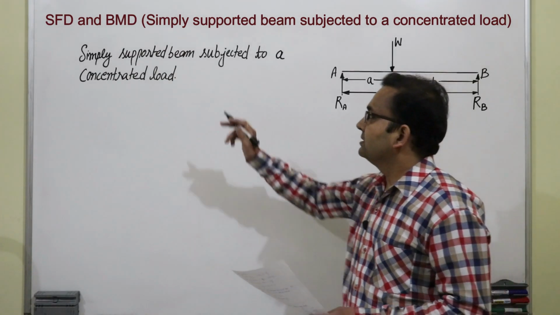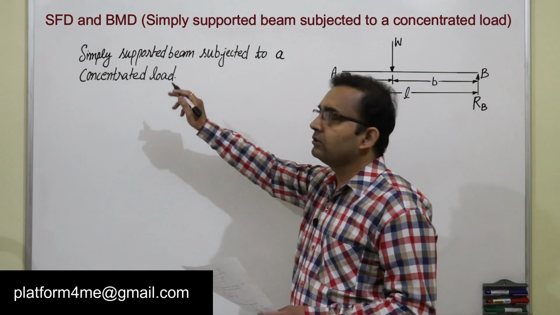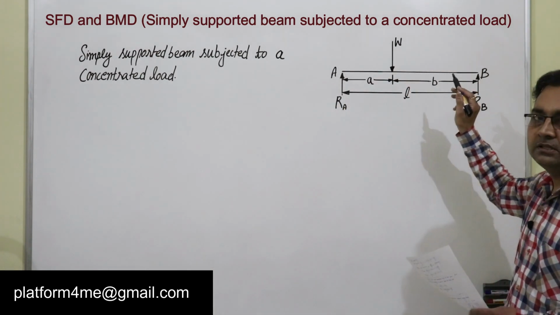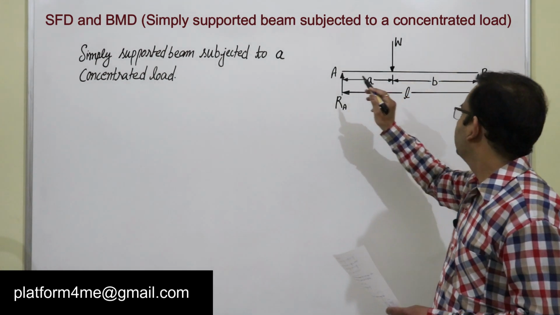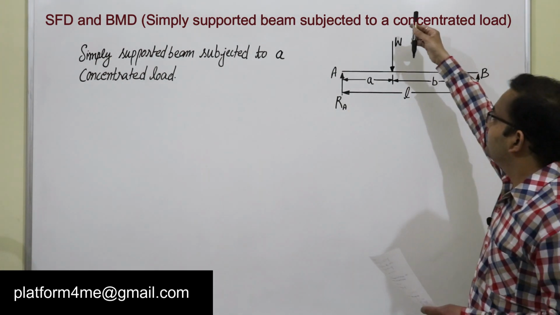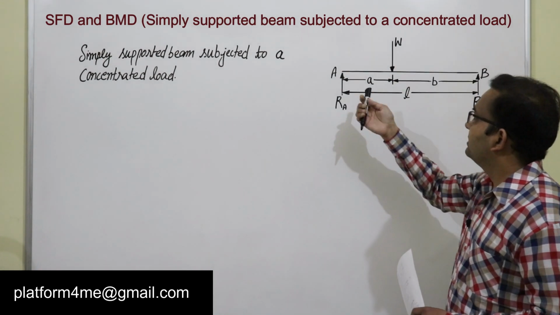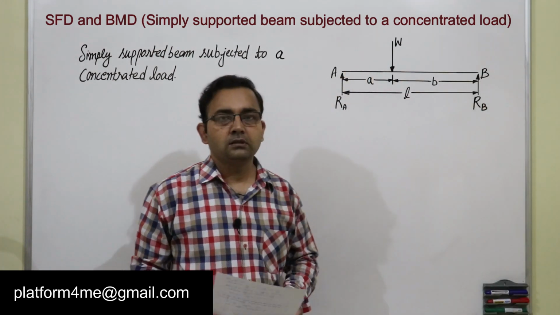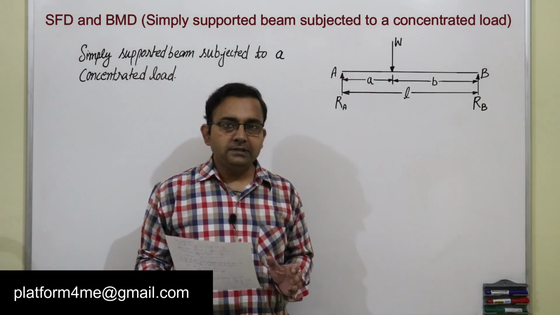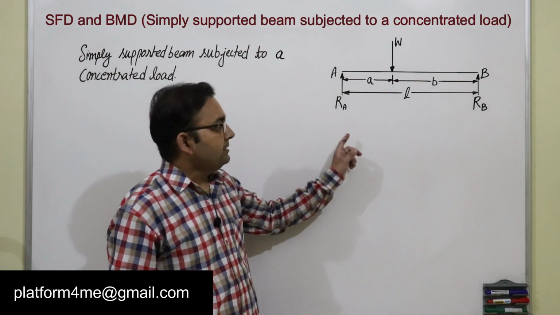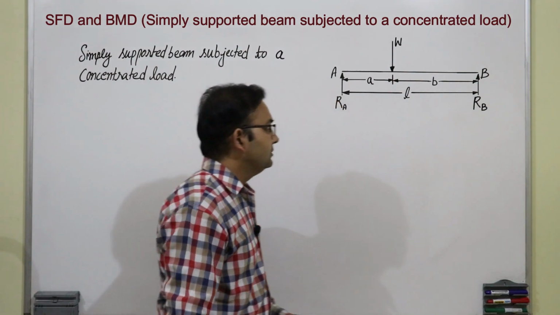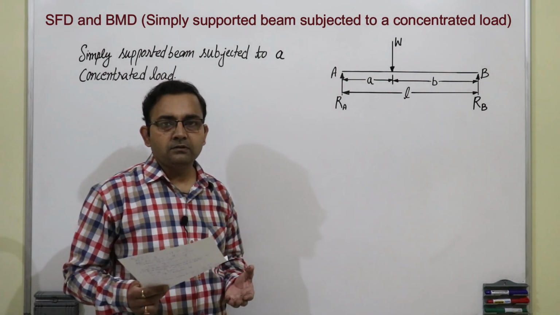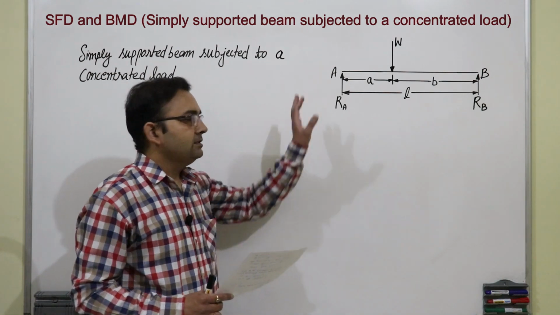This is a question: simply supported beam subjected to a concentrated load. So AB is a beam which is simply supported at point A and B, and there is a load W acting which is at a distance of small a from point A. So first we will calculate reactions RA and RB. We know it is in equilibrium, so we will apply the conditions of equilibrium for the coplanar forces. It is two-dimensional.